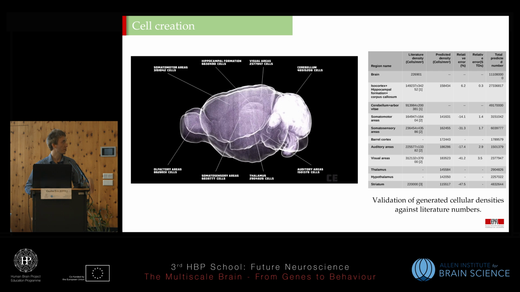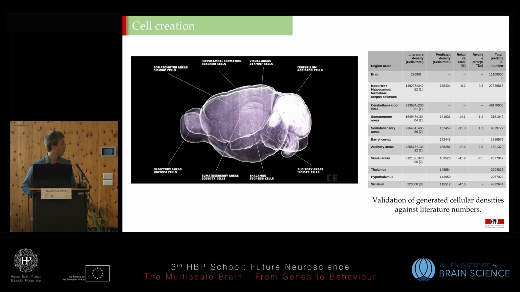So every time someone would do an experiment on a mouse brain, and then they would report this many cells per micrometer cube in a certain region, we would put that in a big data set, and we would compare it with our numbers. So we can see that some of our brain regions are very close to what people find in literature.